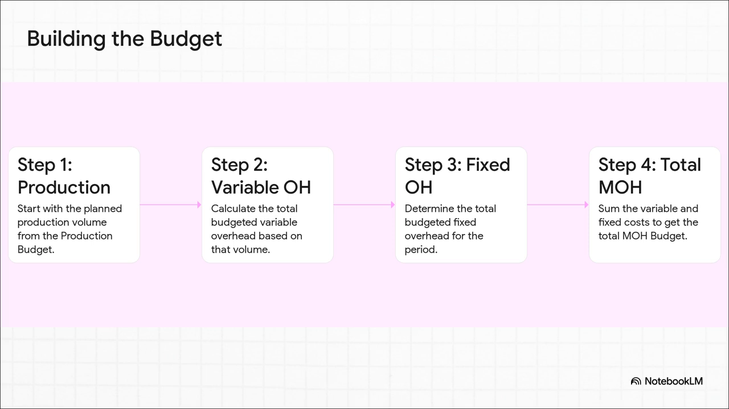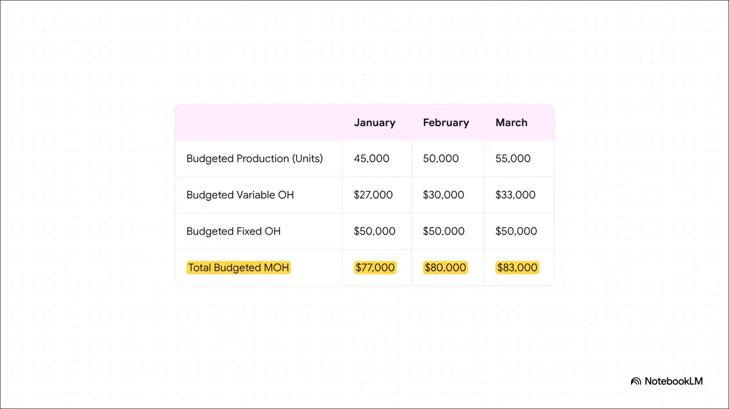That's it. Let's see what it looks like with some actual numbers. This is where it all comes together. Just look at the top row. Production is ramping up each month. Now, look at the next line. See how the variable overhead goes up right along with it? That's because it's directly tied to production. But then look at the fixed overhead. It's like a rock, $50,000 every single month. It doesn't move. Add the 2 lines together, and there you have it, your total budgeted MOH. This is planning in action.